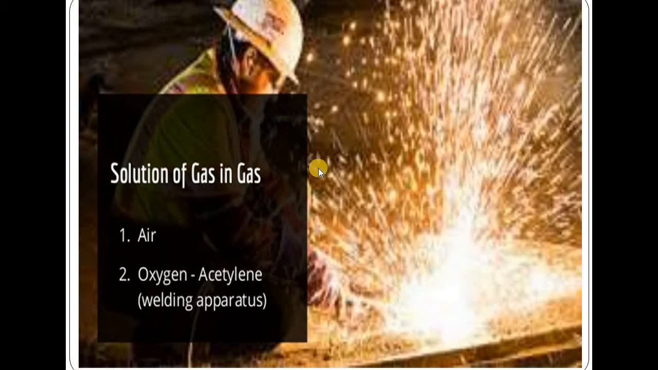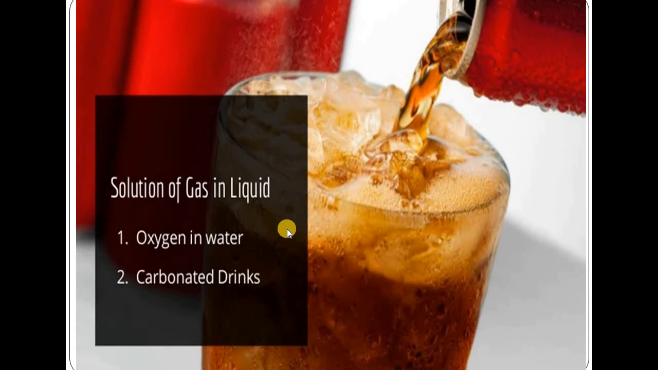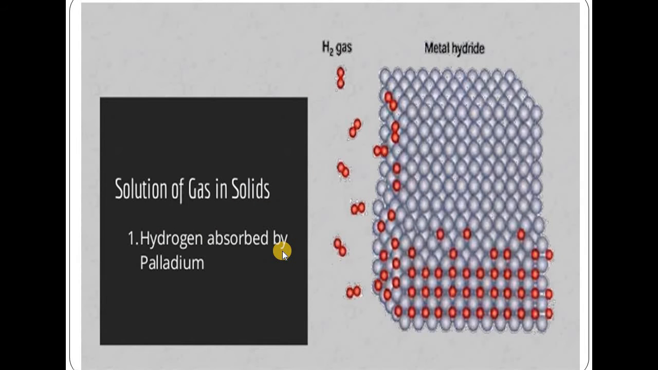Next, we have a number of examples for these different types of solutions. First is the solution of gas in gas. We can take the example of air, or a mixture of oxygen and acetylene, which is used for welding purposes. Similarly, solution of a gas in liquid: we can take the example of carbonated drinks, and dissolved oxygen in water. Similarly, solution of gas in solid, where gas acts as solute and solid acts as solvent. In this case, we can take the example of hydrogen absorbed by palladium.